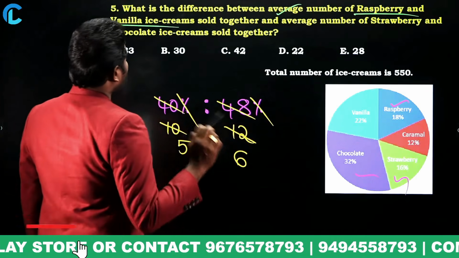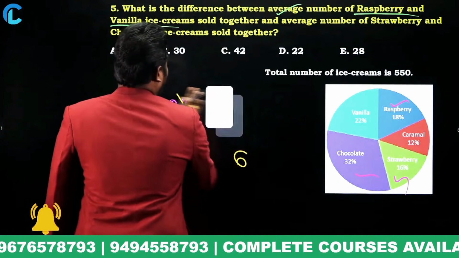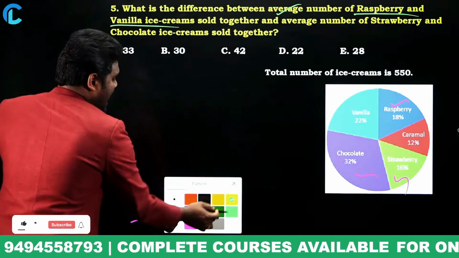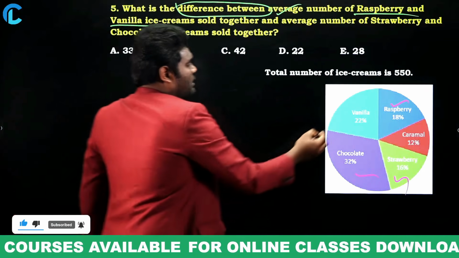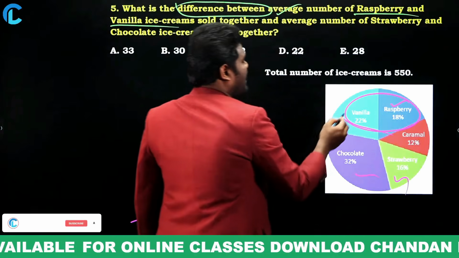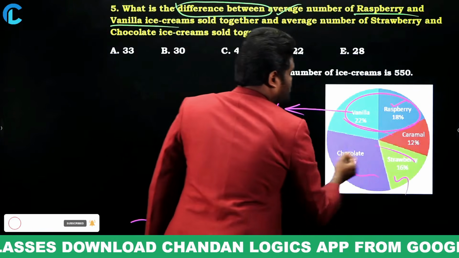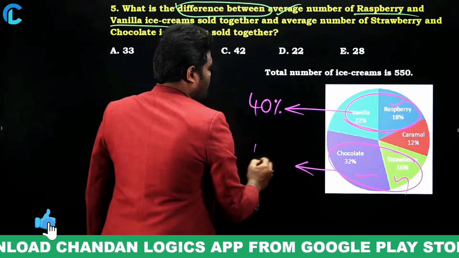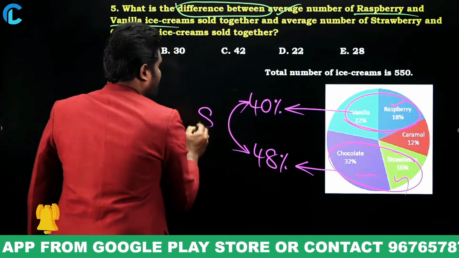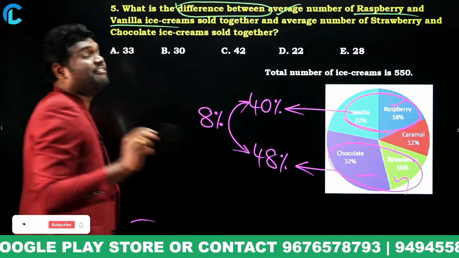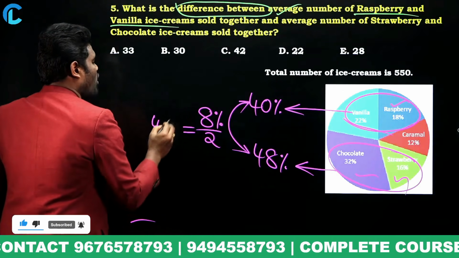But what is the question asking? Just a minute. The question is asking here difference, not ratio. I am sorry for this. I did not read the question properly. The question is asking difference. Now, if you observe here, raspberry and vanilla combined together, both of them 40%. Next, strawberry chocolate combined together, this is 48%. Yes or no? Now, the difference is going to be 8%. As the question is saying average, so divide by 2. So 8% by 2 means 4%. Yes or no?